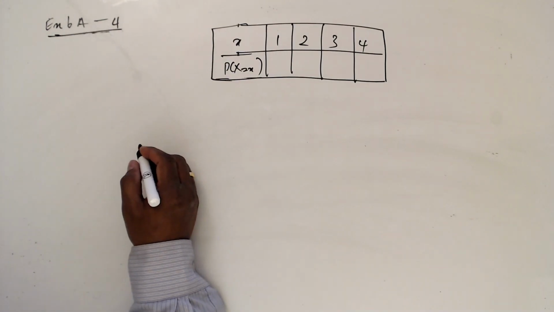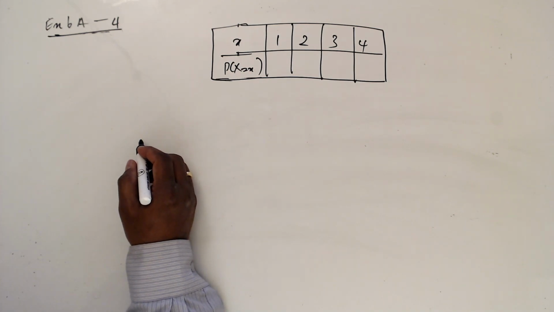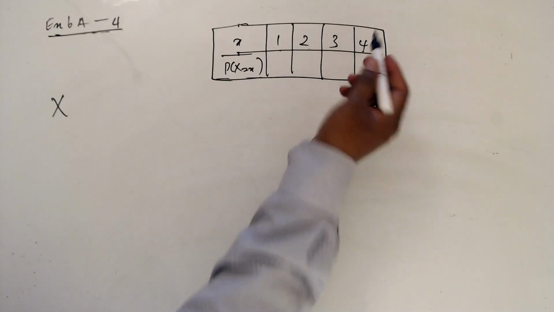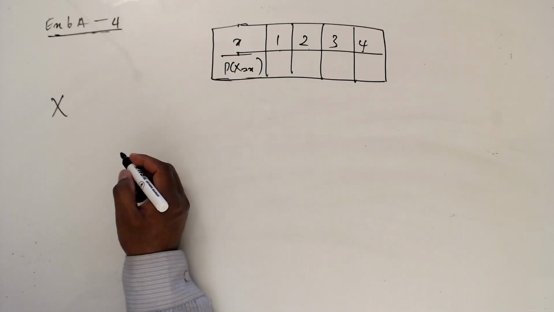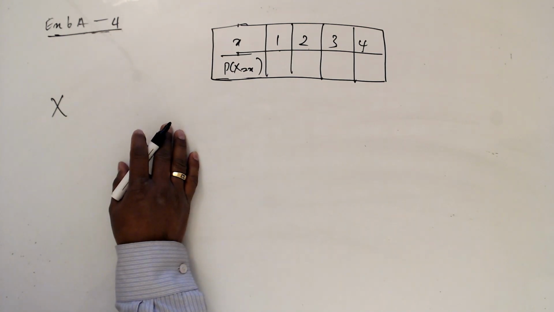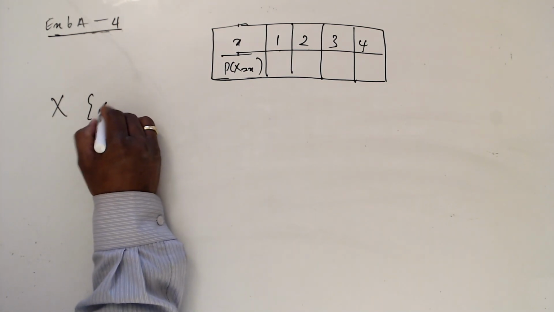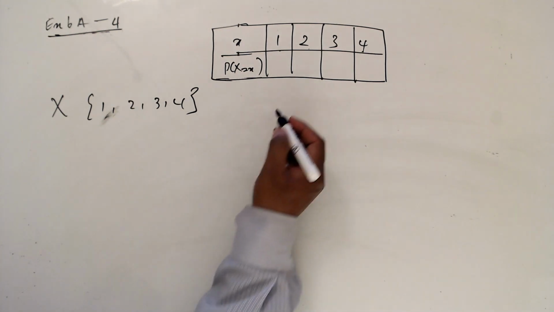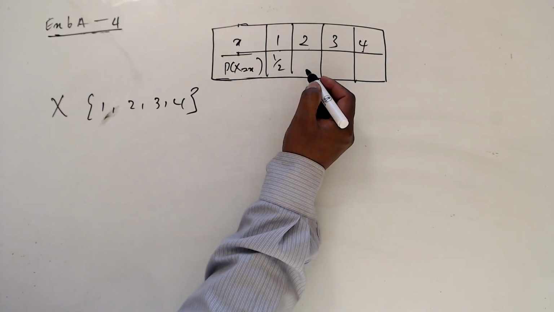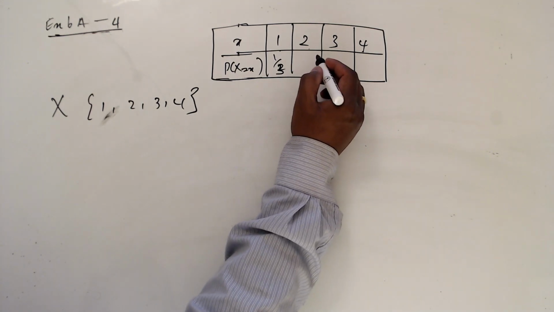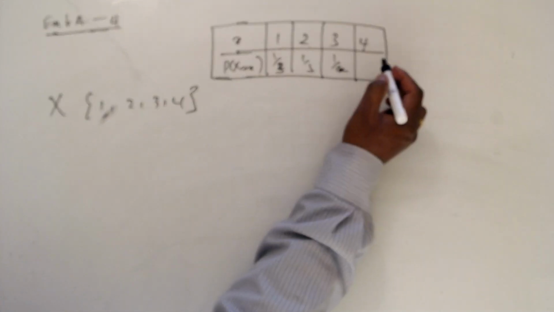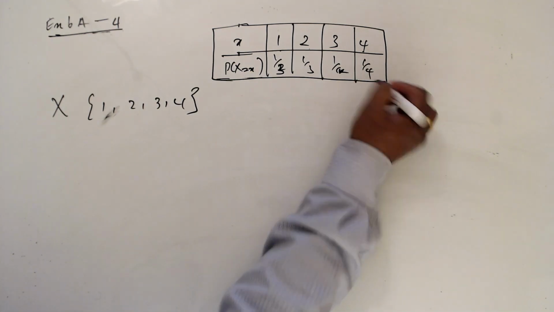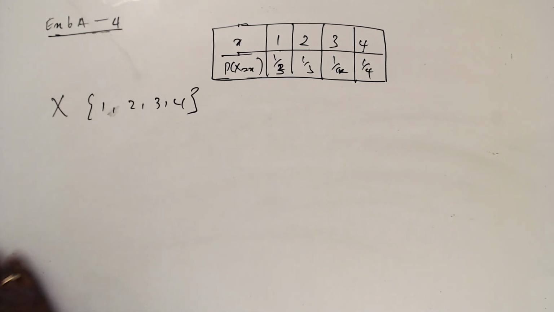Question number 4. Discrete random variable X. Yes, it is discrete because the variable only takes 1, 2, 3, 4 values. And this is the probability distribution. So the X value is either 1 or 2 or 3 or 4. The probabilities are also given: this is half, 1/3, this is 1/3, this is 1 over k, and this is 1 over 4. Now we want to find the k.